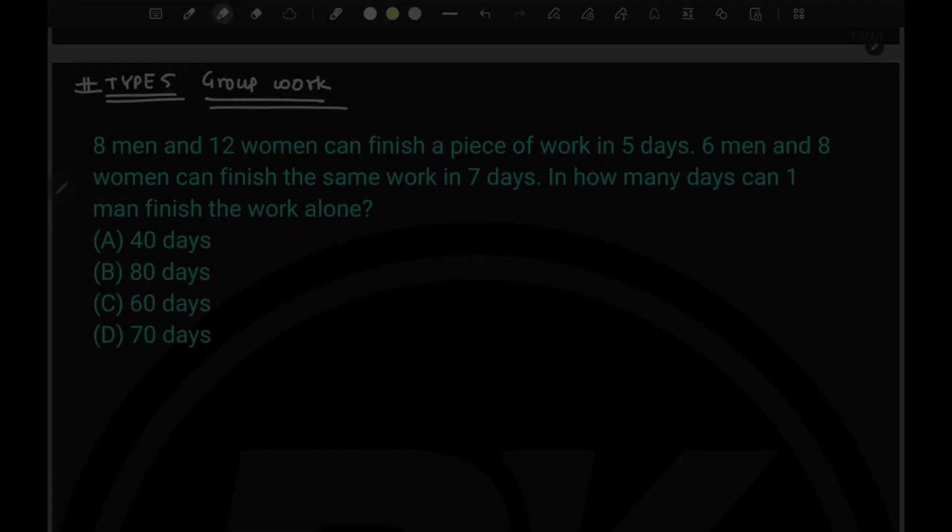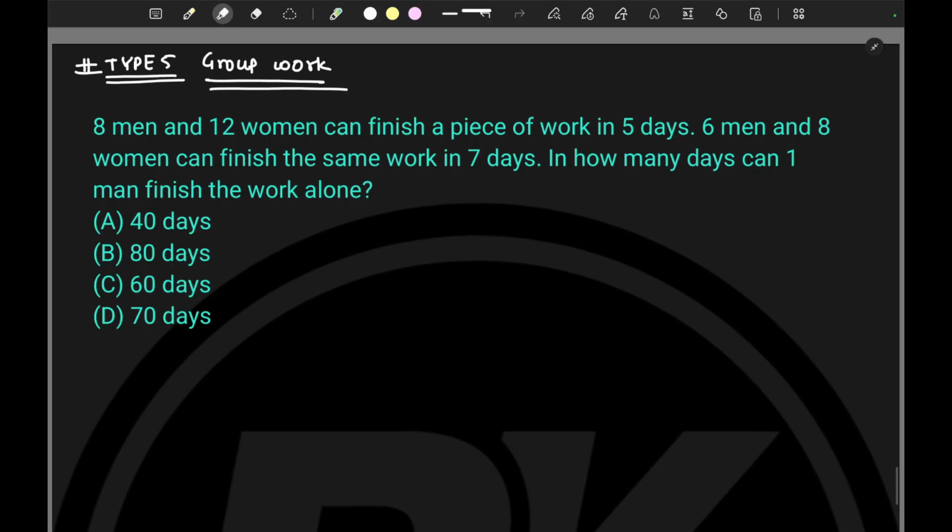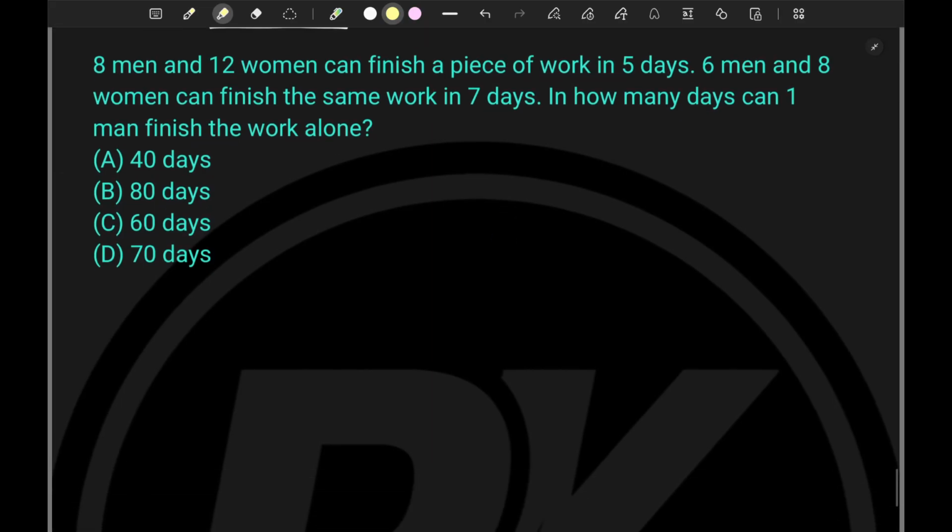Now let's move to the next type. The next type of problem is a kind of group work. So let's try to understand this type with a direct example. What is given? 8 men and 12 women can finish a piece of work in 5 days, and 6 men and 8 women can finish the same work in 7 days. In how many days can one man finish the work alone?